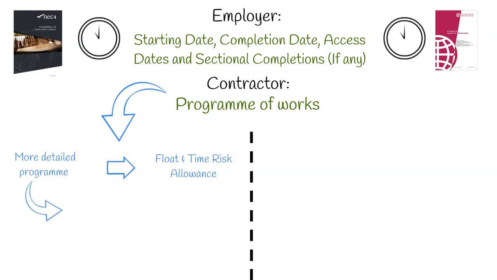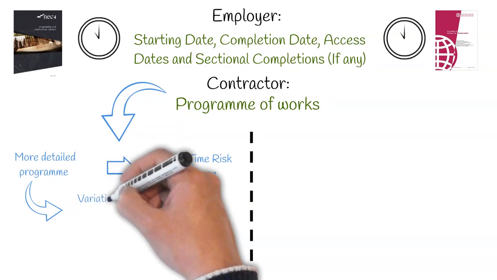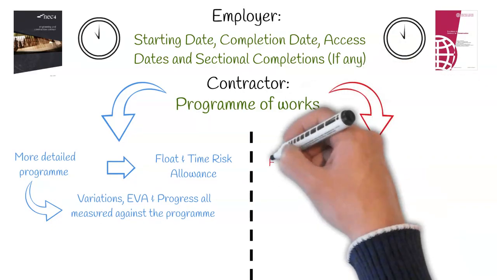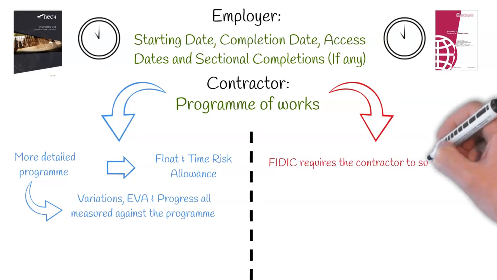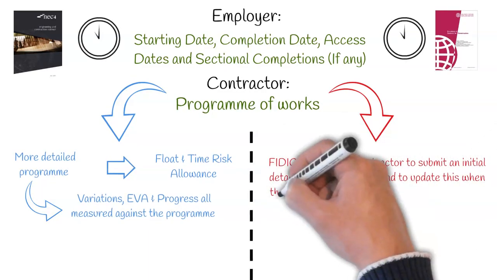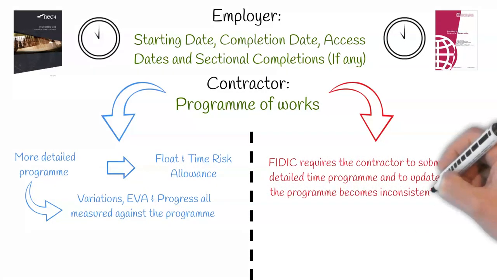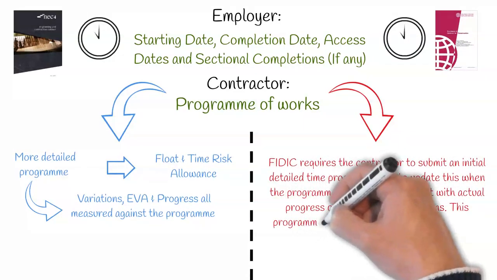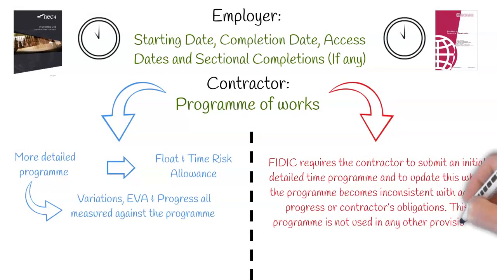The NEC uses an initial program as a tool for how variations, earned value management, and progress of the project is assessed. FIDIC requires the contractor to submit an initial detailed time program and to update this when the program becomes inconsistent with actual progress or contractor's obligations. This program is not used in any other provision of FIDIC.